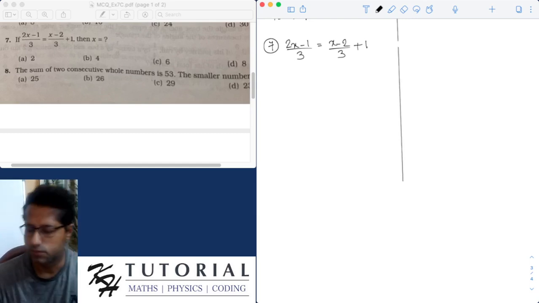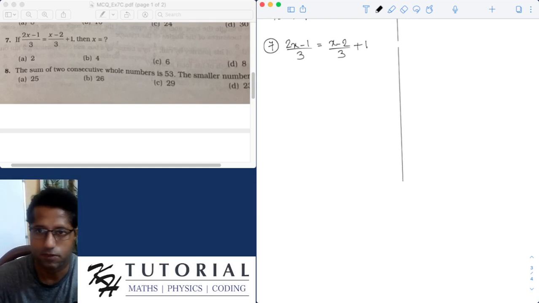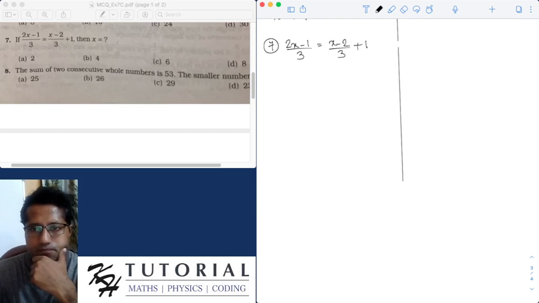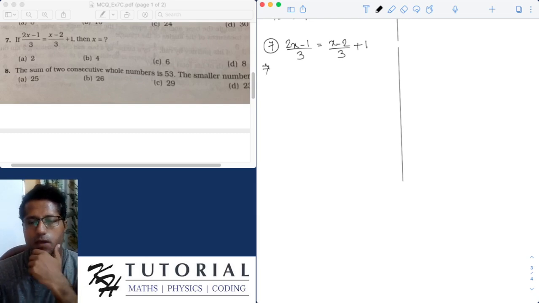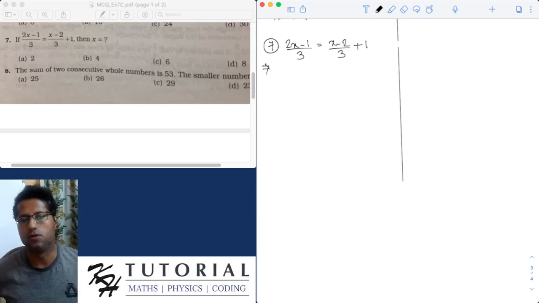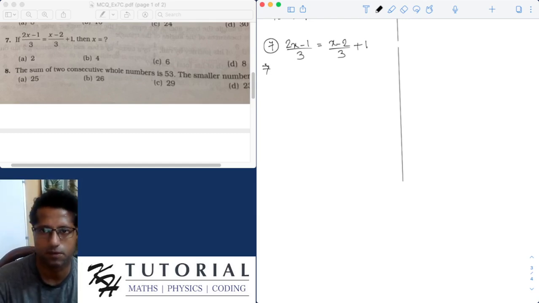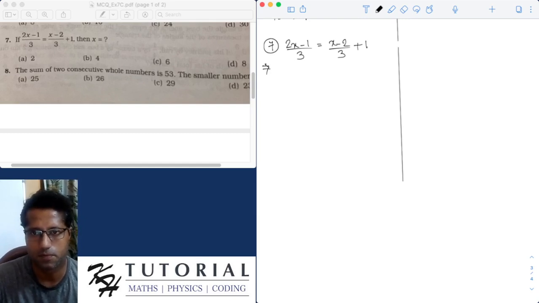So in the straightforward method that I will solve on the left hand side, what will I do? For this kind of terms, in fraction form where the numerator has variables and the denominator is constant, this 2x minus 1 by 3 is nothing but you have to split the terms with the subtraction. This is nothing but 2x by 3 minus 1 by 3.